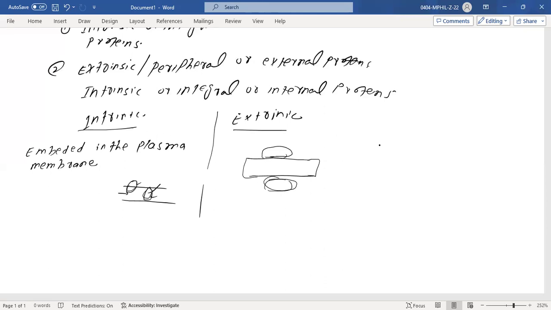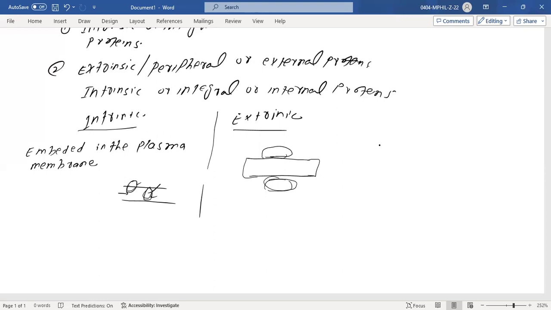Based on their location, you can easily differentiate these proteins. You should keep in mind, if the protein is present inside of the plasma membrane, it doesn't mean that it is intrinsic, because for intrinsic, the preliminary condition is that it should be embedded in the plasma membrane. So if the protein is not embedded, whether it is present outside or inside, that is an extrinsic protein, right?